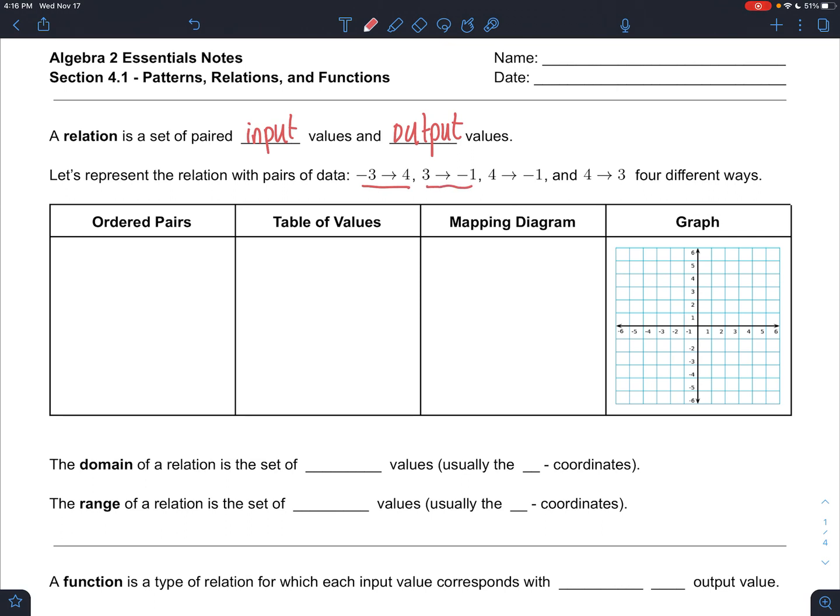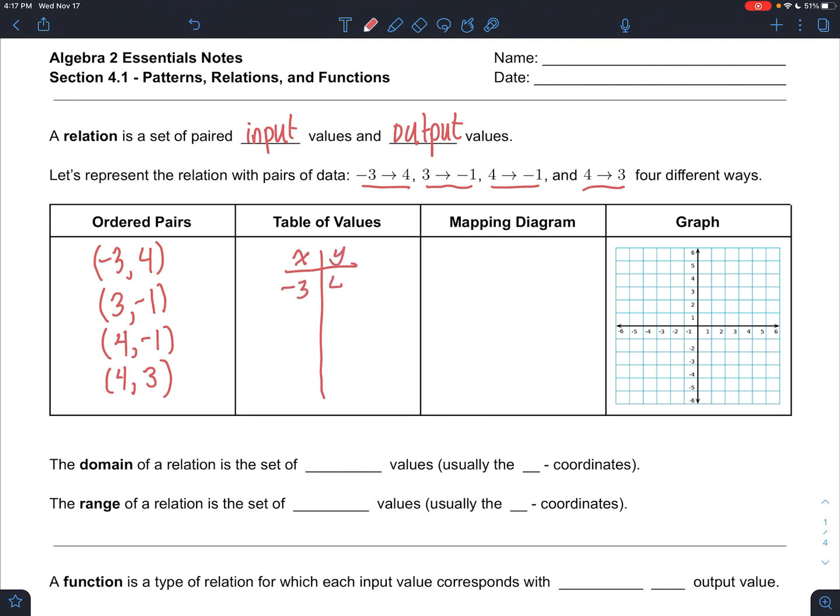Here we have 4 different pairs, and this arrow is describing how that set is created. For example, with these ordered pairs, we pair them up one next to another. So 3 is the input, -1 is the output, 4 is the input, and here 4 is also the input, and you're getting a different output. Ordered pairs you've seen before. They're just points.